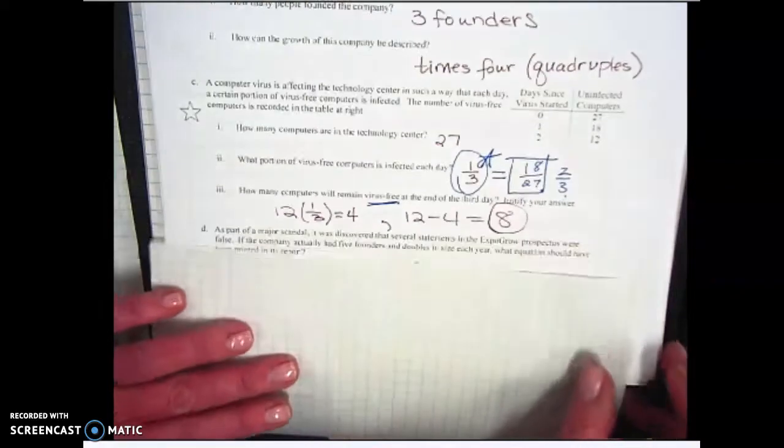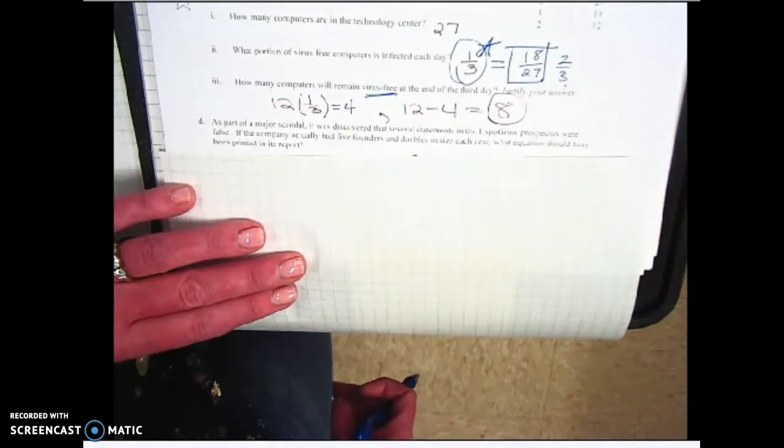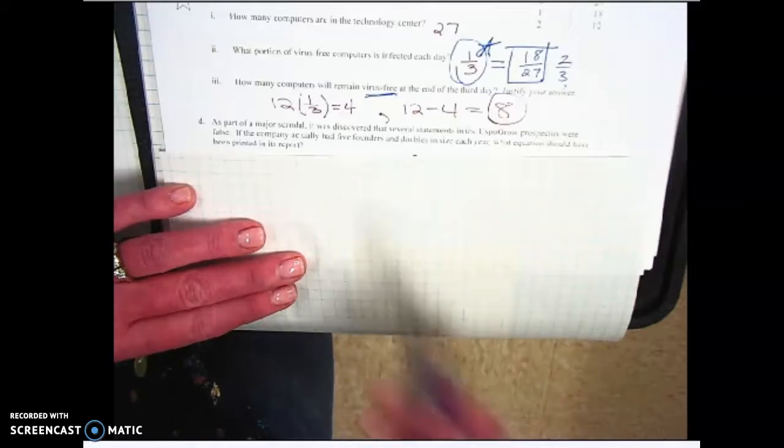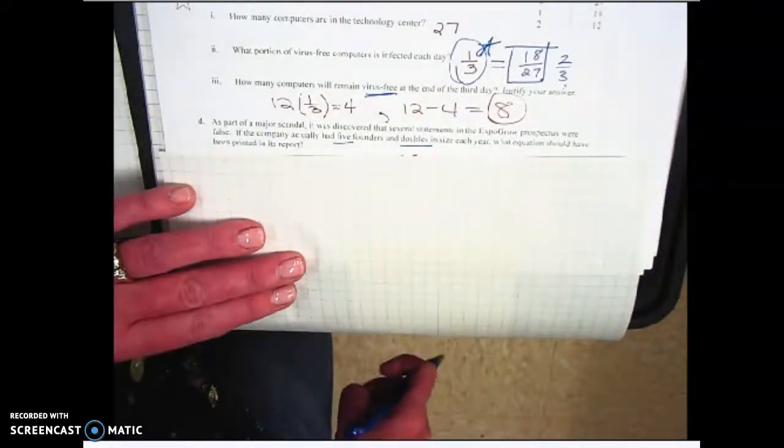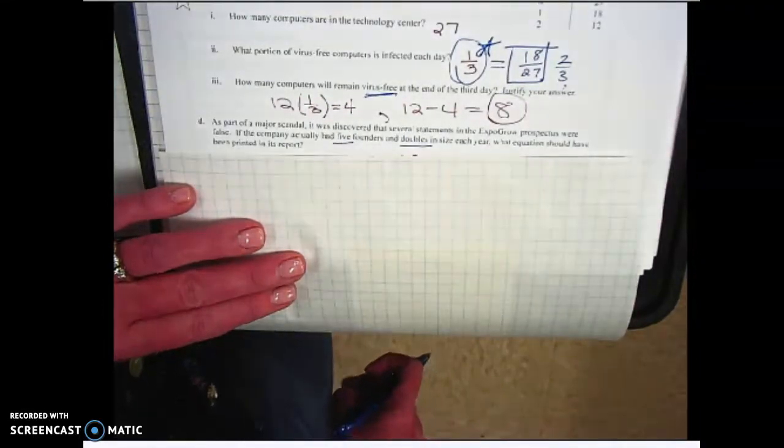Okay? Part D says, as part of a major scandal, it was discovered that several statements in the Expo Grow prospectus were false. If the company actually had 5 founders and doubles in size each year, what equation should have been reported in the report?